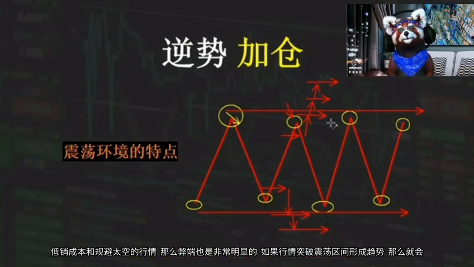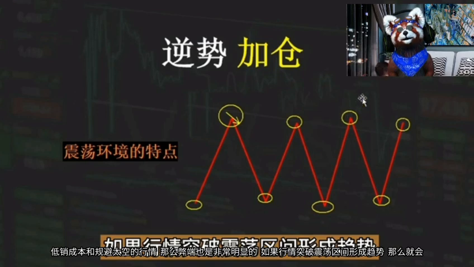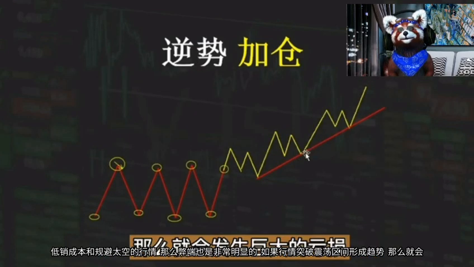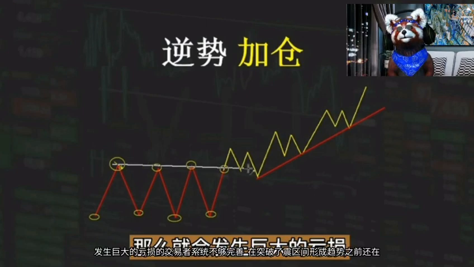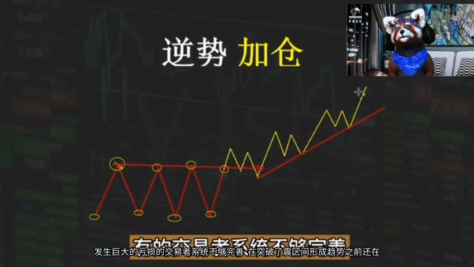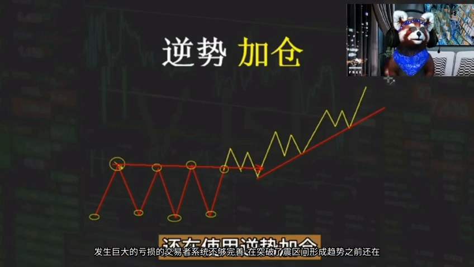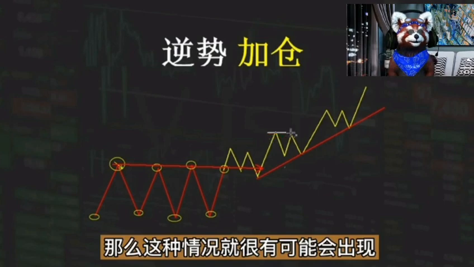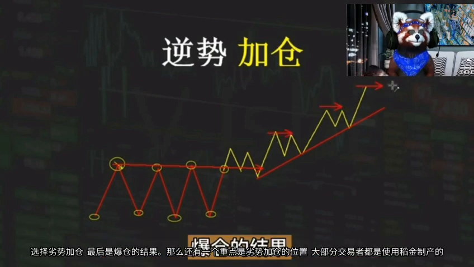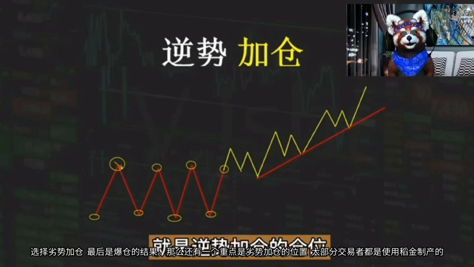The drawbacks are also very obvious. If the market breaks through the fluctuation range to form a trend, then traders whose systems are not perfect suffer huge losses. They were still in place before breaking through the range, and when the trend formed, they chose to increase their position at a disadvantage, and in the end, it results in a margin call.